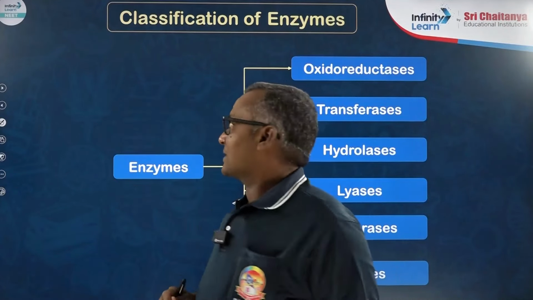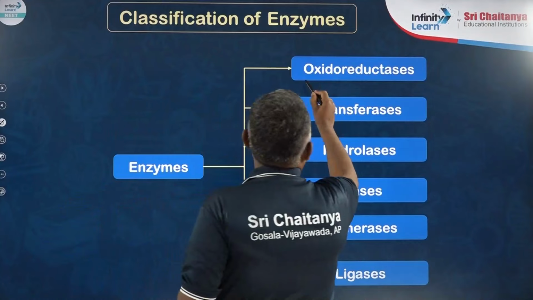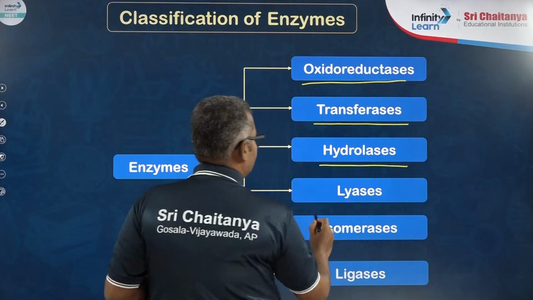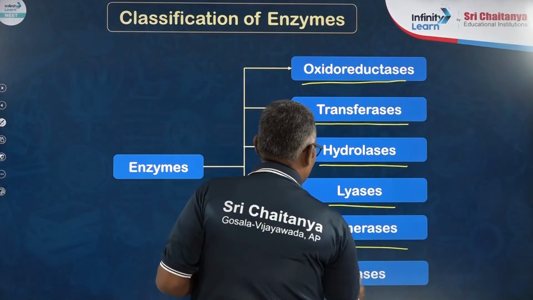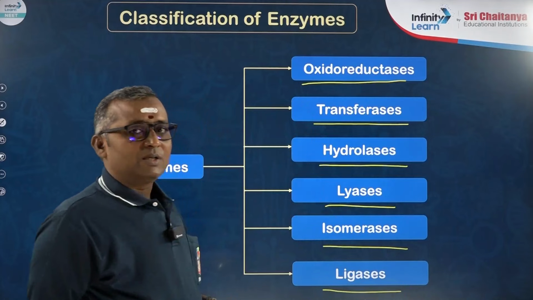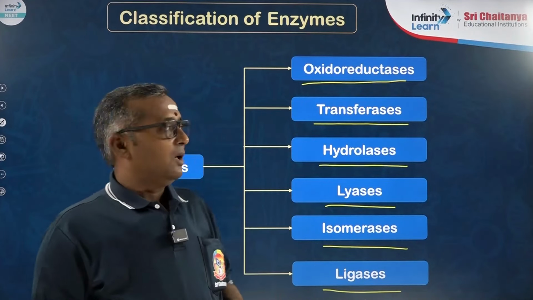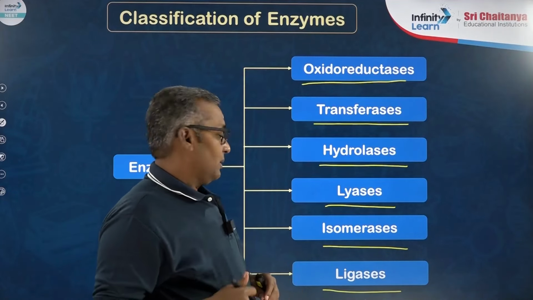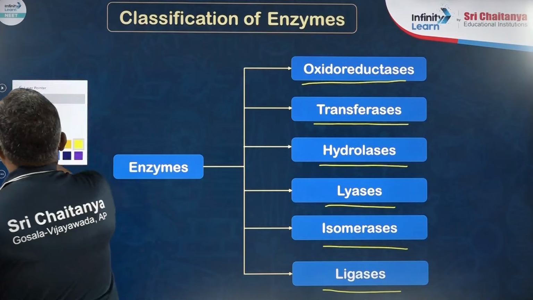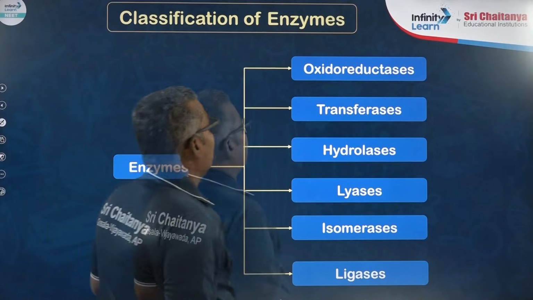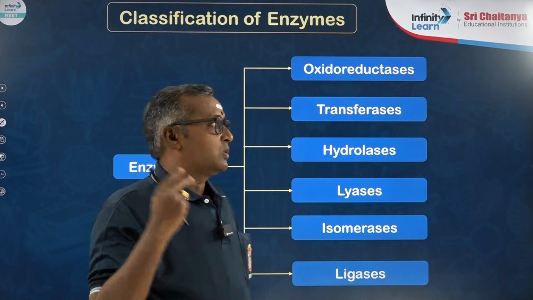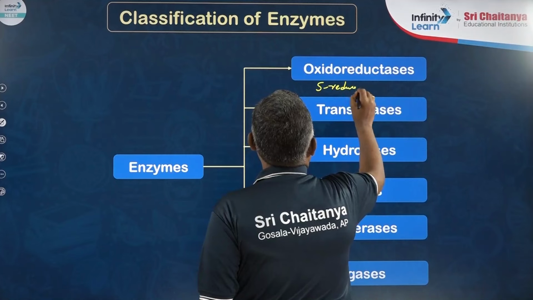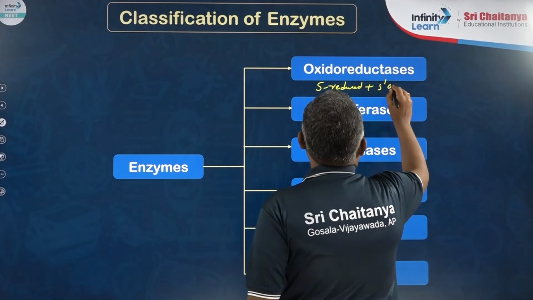Now, the 6 classes of enzymes include oxidoreductases, transferases, hydrolases, lyases, isomerases, and ligases. These are the 6 classes. Oxidoreductases are enzymes that carry out oxidation and reduction. That oxidoreduction takes place between 2 types of substrates, say for example, S reduced plus S prime oxidized.